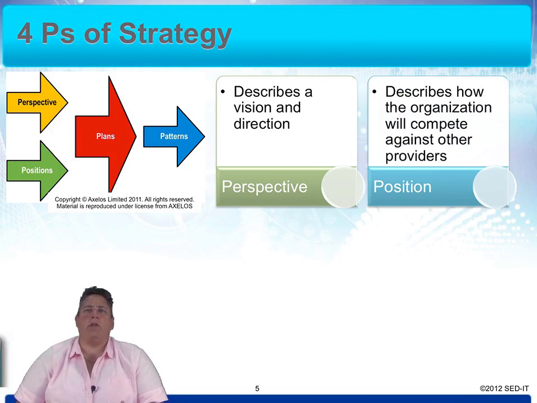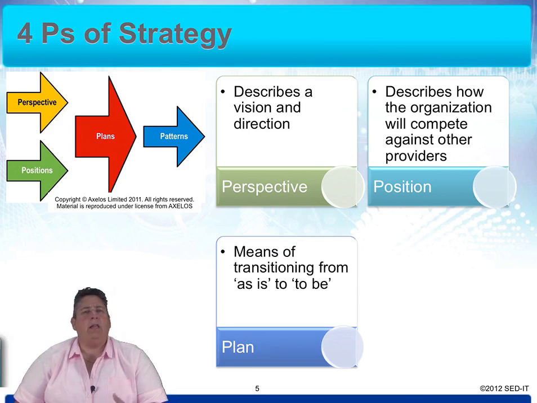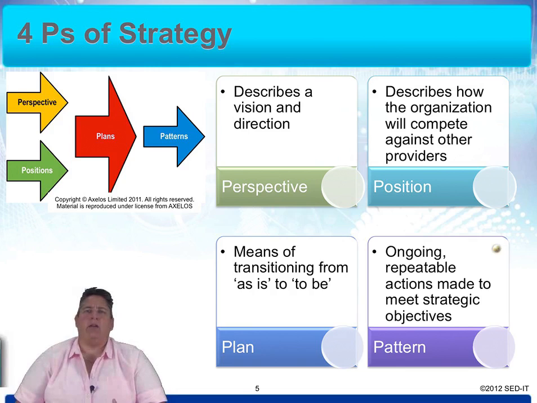Position will describe how the organization will compete against other providers. The plan will be the means of transitioning from an as-is to the to-be kind of an organization. And the pattern is the ongoing repeatable actions made to meet strategic objectives. So let's look at each of these in a bit more detail.